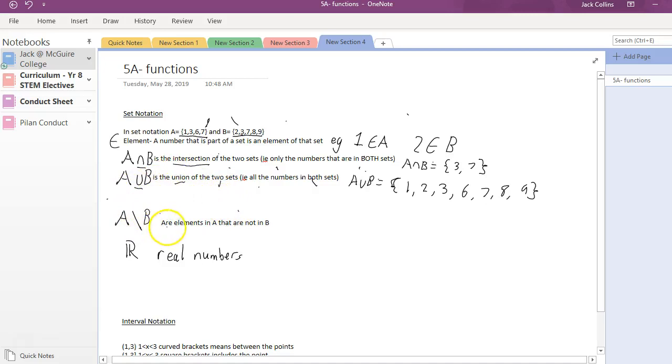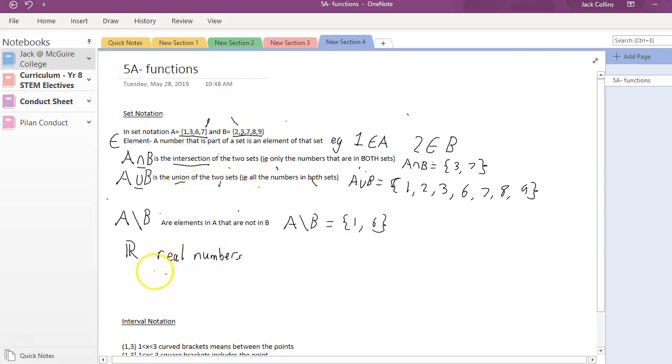A backslash B are elements that are in A that are not in B. So A backslash B, looking through here, 1 is in A but not B. 3 is in B and A, so that doesn't include. 6 is in A but not B. And 7 is in A and also in B, so it's not in A backslash B.